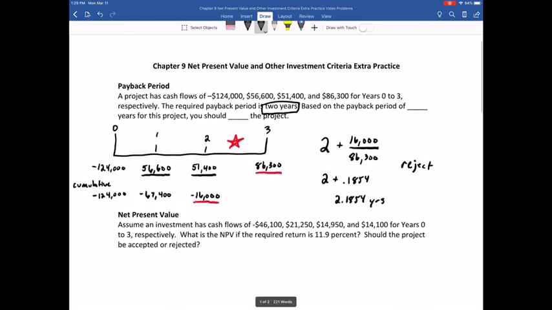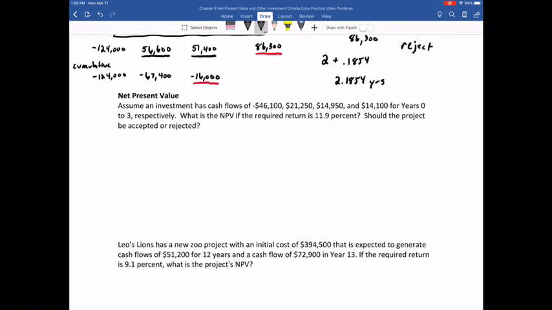The second method that we're going to discuss is net present value. This is the method that is used most frequently by companies, and it is the method that is most consistent with our goal of maximizing shareholder wealth, which was discussed in an earlier chapter.